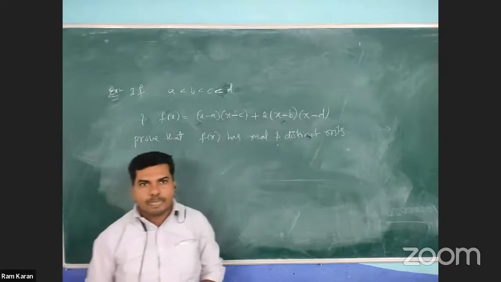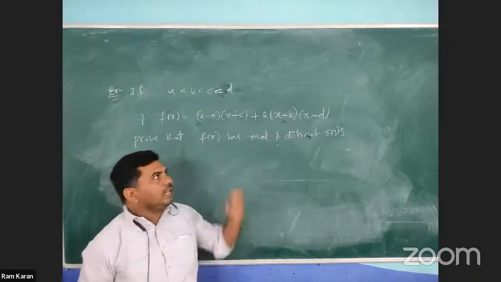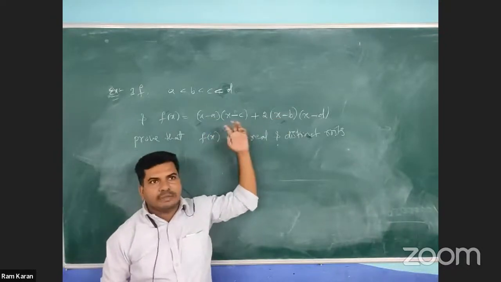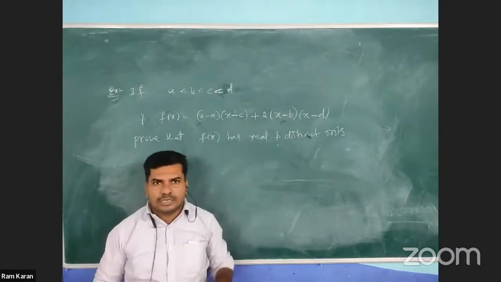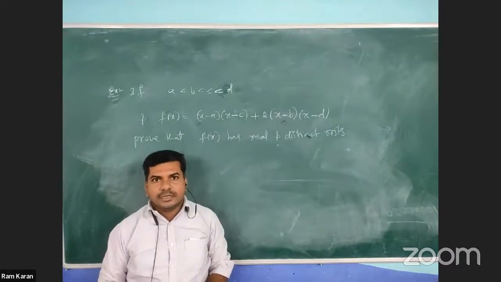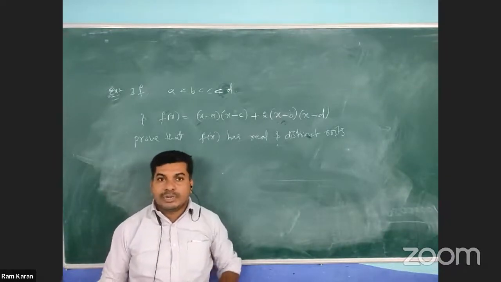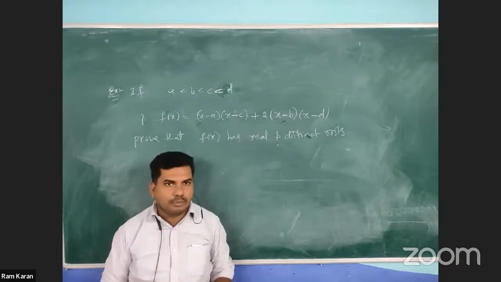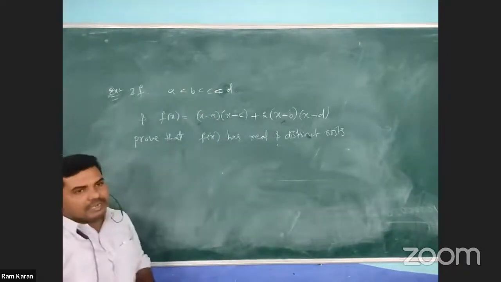What we generally do is expand this, add the terms, and show the discriminant is greater than 0. That's our idea, right? It is okay for the quadratic, but what about third degree, fourth degree, or fifth degree polynomials? How do we approach it if conditions like this are there?